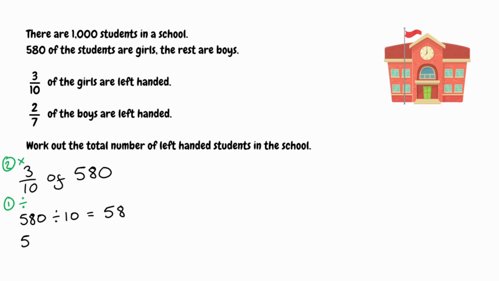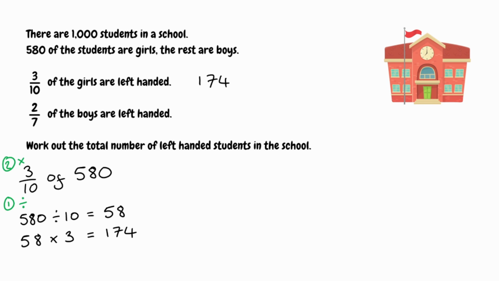We then take that 58, and our second step is we multiply by the numerator. So we need to multiply by 3. So if we do 58 multiplied by 3, that's going to give us 174. Because what we've essentially done there is find 1/10 of 580, which was just 58, and then we've multiplied that by 3 to give us 3/10. So there are 174 girls in the school that are left-handed.